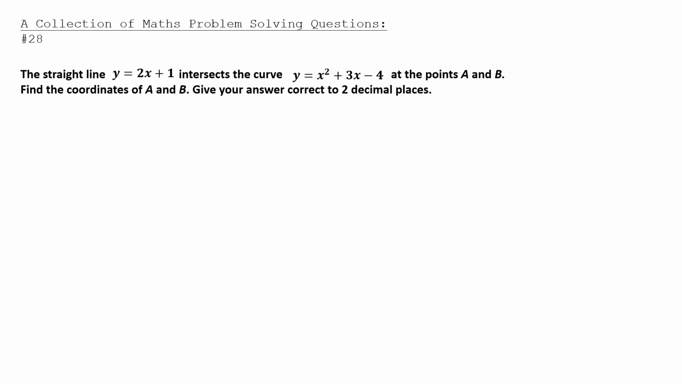So what you have to do is, I've already guessed, you have to substitute, put in 2x plus 1 equals x squared plus 3x minus 4 and then solve it. Whatever values of x you get, obviously two values of x, you find the corresponding values of y. So that's what you're going to do in this question.